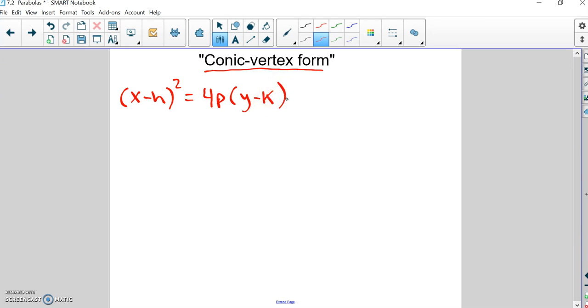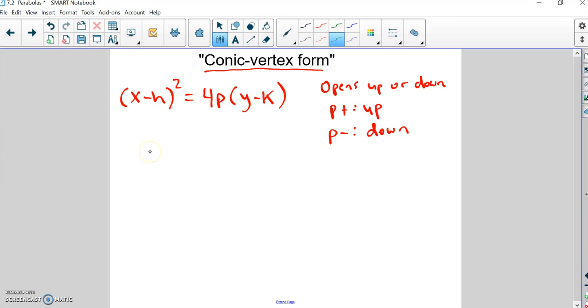This is the conic vertex form for a parabola that either opens up or down. I will tell you right now, if p is positive, it opens up, and if p is negative, it opens down. So if it is an x squared parabola, it either opens up or down. And then we also talked about a y squared parabola. I'll tell you what h and k mean here in a minute, but for right now you just need to know that equation.